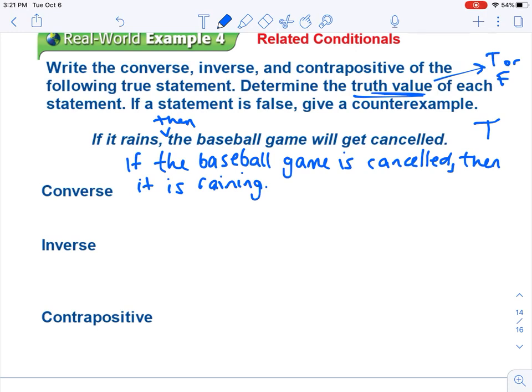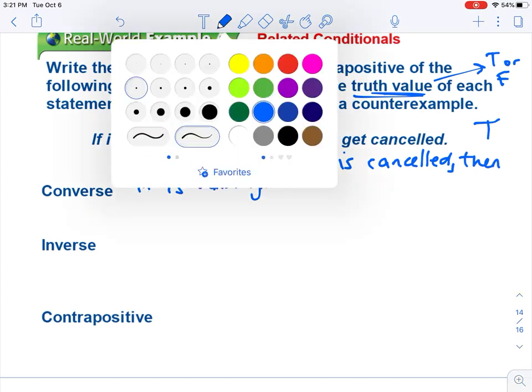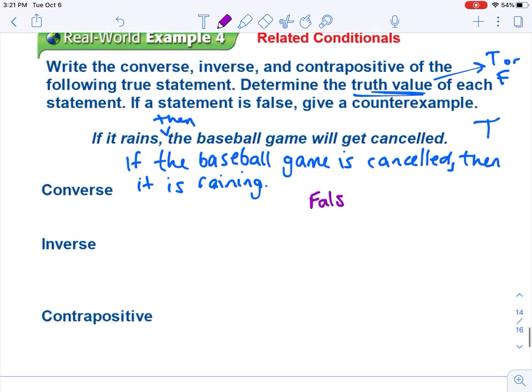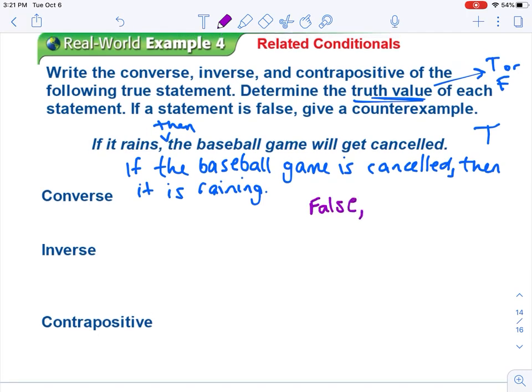So, is rain the only reason a baseball game could get canceled? I would say no. We learned last year baseball could get canceled for COVID. It could get canceled because the other team couldn't make it. It could get canceled for another sort of weather-related thing. So I would say this is false. The game could get canceled for a variety of reasons.